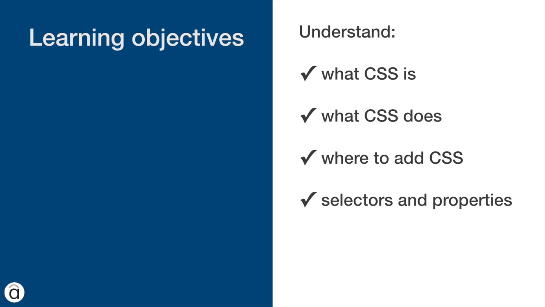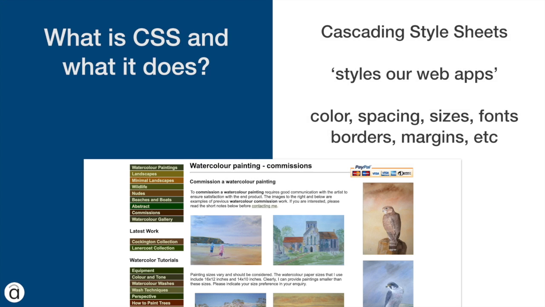So, the learning objectives of this video are to understand what CSS is, understand what CSS does, where to add it in our code, and then we're going to be talking about CSS selectors and properties. So what is CSS? Well, it's called Cascading Style Sheets. What does it do? Well, it styles our web applications, be it web apps or web pages or websites.